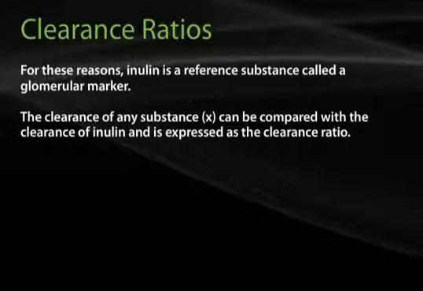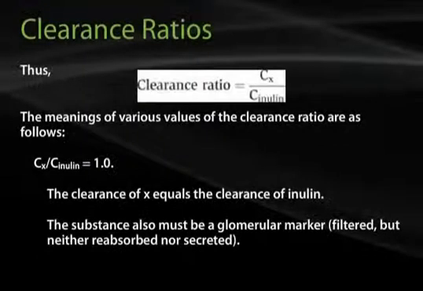The clearance of any substance X can be compared with the clearance of inulin and is expressed as the clearance ratio. Thus, the clearance ratio is equal to the clearance of a substance X divided by the clearance of inulin. This equation is given again on page 246. If the clearance of substance X divided by the clearance of inulin is 1, the substance also must be a glomerular marker, filtered but neither reabsorbed nor secreted.